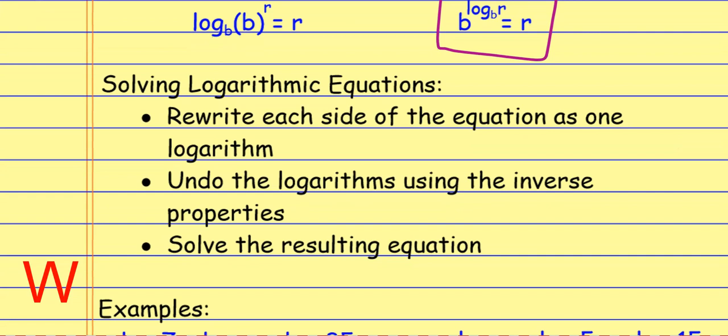So solving logarithmic equations, we're going to rewrite each side of the equation as one logarithm. So we have to condense things into one logarithm using our properties of logarithms. And then we're going to undo the logarithms using the inverse properties, or specifically using that second inverse property. And then we just solve what's left. After everything is canceled, after the logarithms are gone, we solve whatever I have left using previous solving methods, okay?